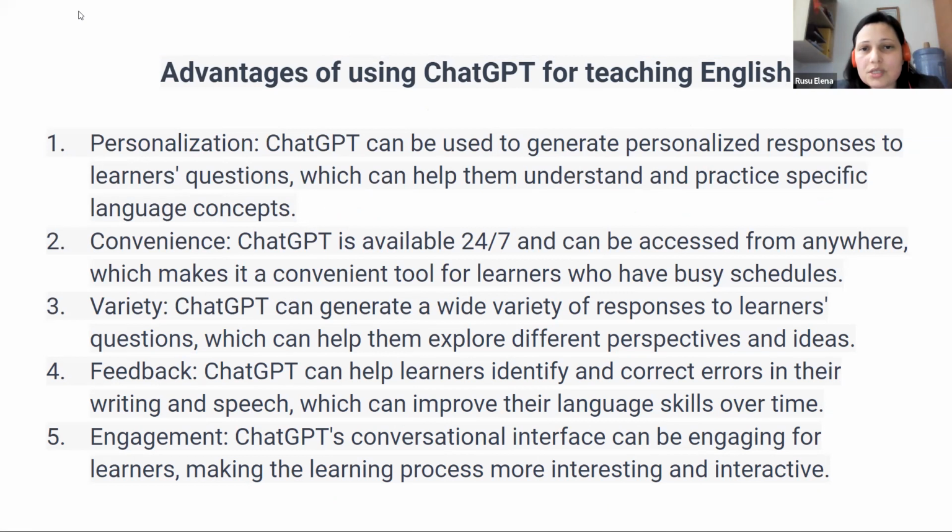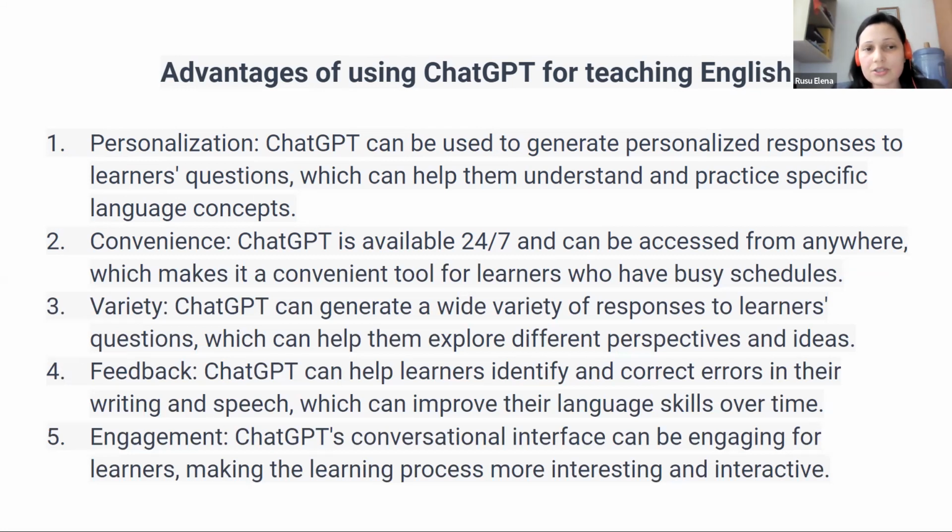Some advantages of using ChatGPT for teaching English. First of all, one of the advantages is personalization, because if I need specific information, I ask the question and I get that answer. Of course, it can be done with a lot of the resources that we have online and a lot of the books that are available in our libraries, but it is going to take time.